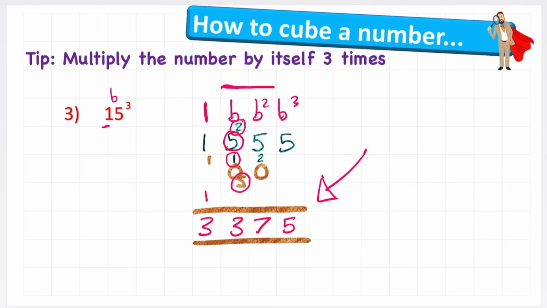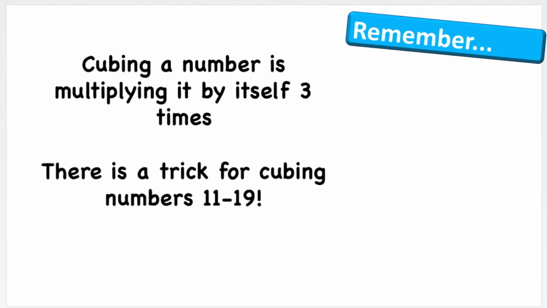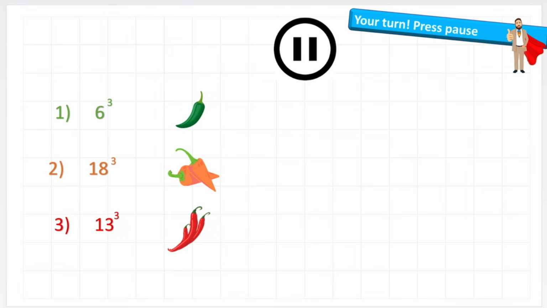That trick will work with cubing any number between 11 and 19, and sets us on our way for a little trick that we're going to look at in another video, where we can look at how to find a cube between 20 and 100. Okay, so let's think about things to remember for this video then. Cubing a number is multiplying it by itself 3 times, and there is a trick for cubing numbers 11 to 19. Here are 3 questions for you to work on. Have a go at answering these. Put your answers in the comments section. I'm going to try and mark them all.